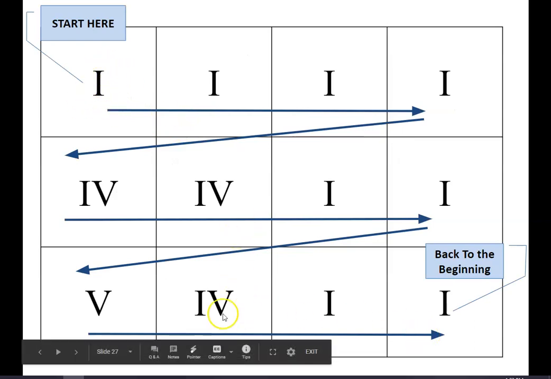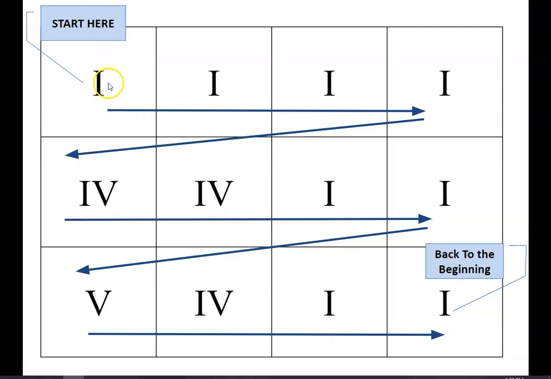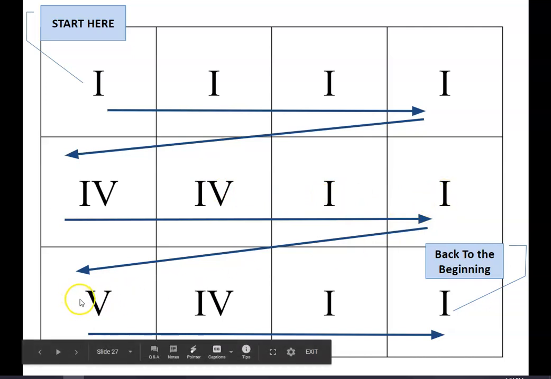We're going to start with our 1 chord for a measure, play another 1 chord for a measure. Each of these is a measure. Next 1 chord, then another 1 chord. Then we're going to go to our 4 chord, another 4 chord, back to the 1 chord, 1 chord. Then we're going to go to the 5 chord, to a 4 chord, back to a 1 chord, and another 1 chord.